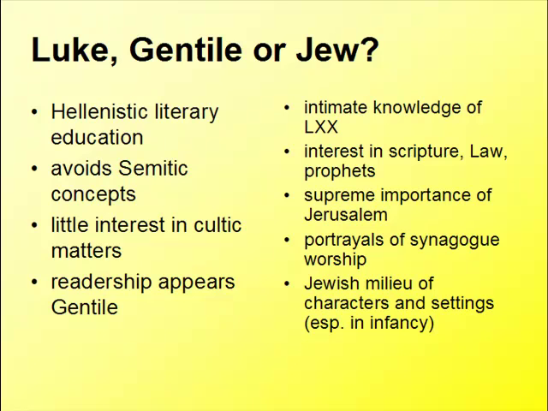On the other hand, he has an intimate knowledge of the Greek Old Testament, the Septuagint. He has a strong interest in Scripture, in law, and in the prophets. He presents the supreme importance of Jerusalem, especially in the Acts of the Apostles. In Acts we see portrayals of synagogue worship, although even in the Gospel we see Jesus himself reading from Isaiah at a synagogue worship. And then we have a very Jewish milieu, especially found in the infancy narratives of Luke.